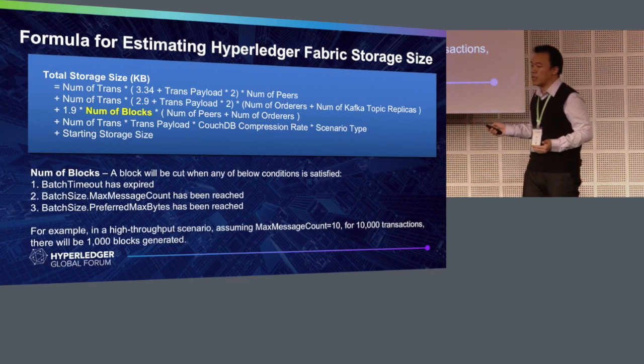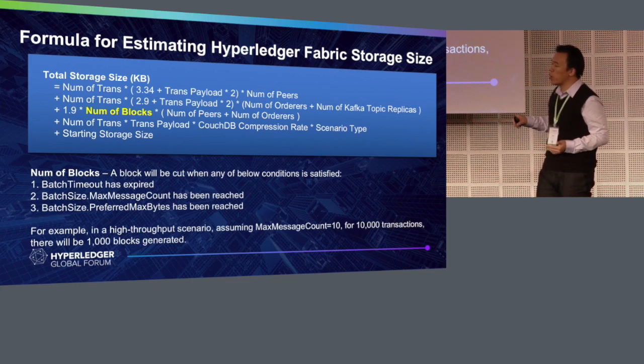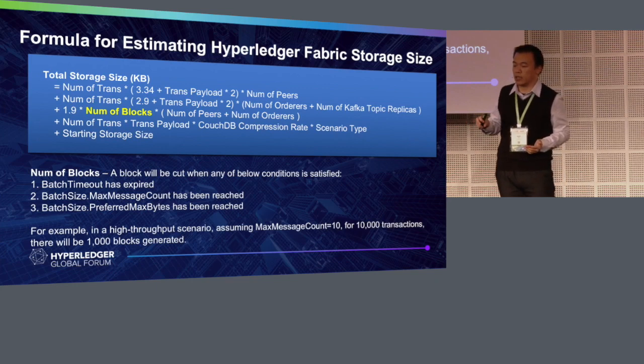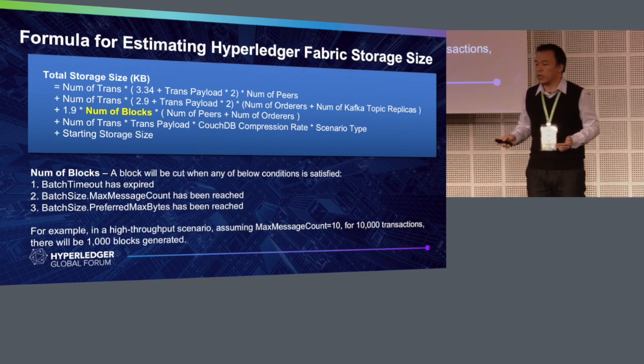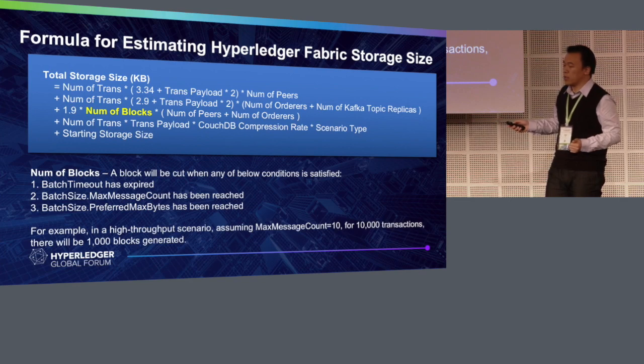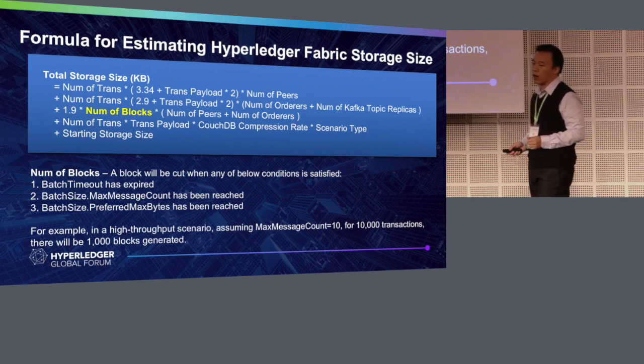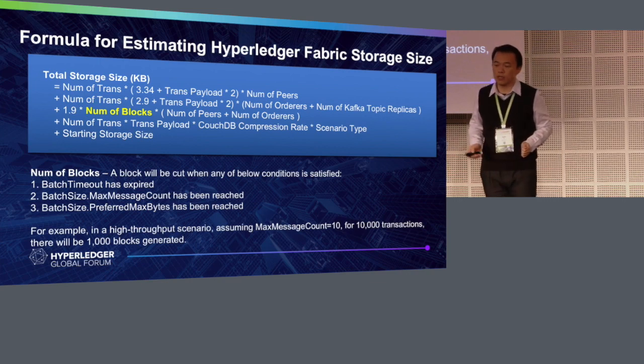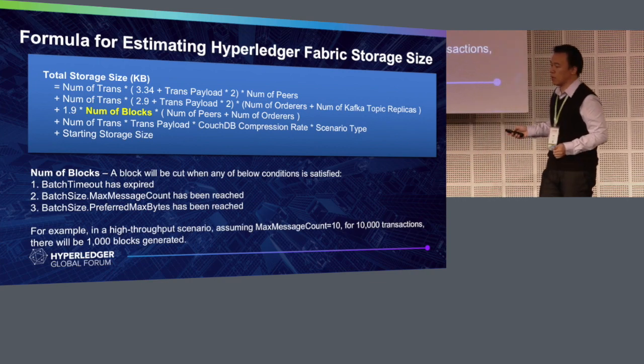For example, in a high throughput scenario in which transactions keep coming in at a very high speed, we assume the max message count is 10. That means 10,000 transactions will have 1,000 blocks generated. So this is one example of calculation.